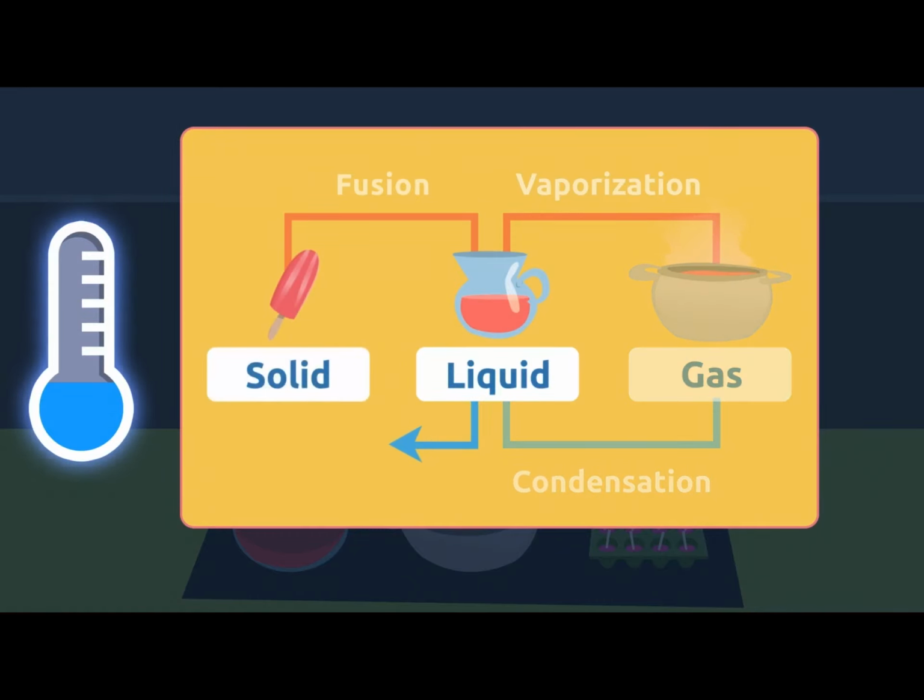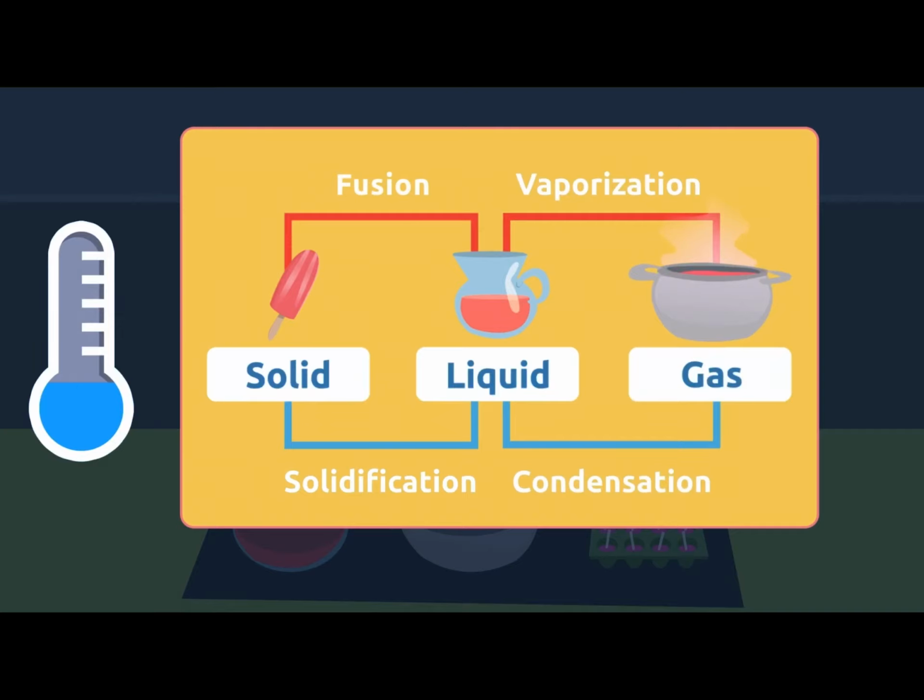If we freeze liquid matter, it will become a solid. This process is called solidification. This happens when we cool matter instead of applying heat. If we cool a gas, it becomes a liquid. This process is called condensation.